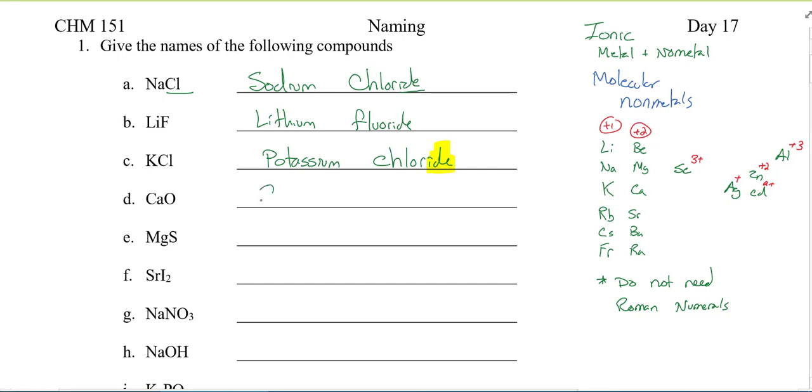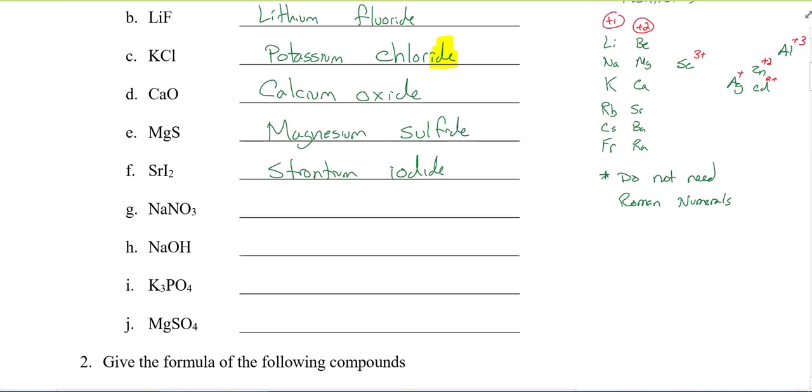D, calcium, and oxygen goes to oxide. Magnesium sulfide. Strontium iodide. And what is G?